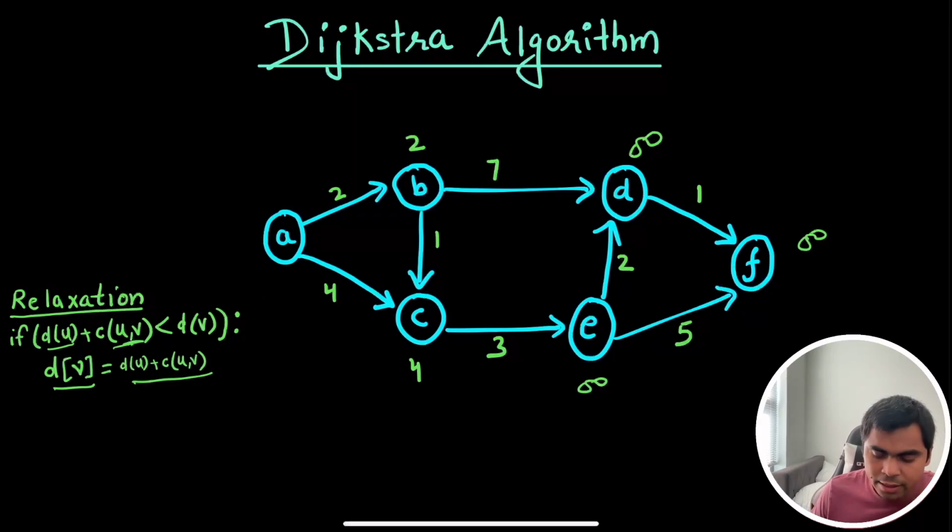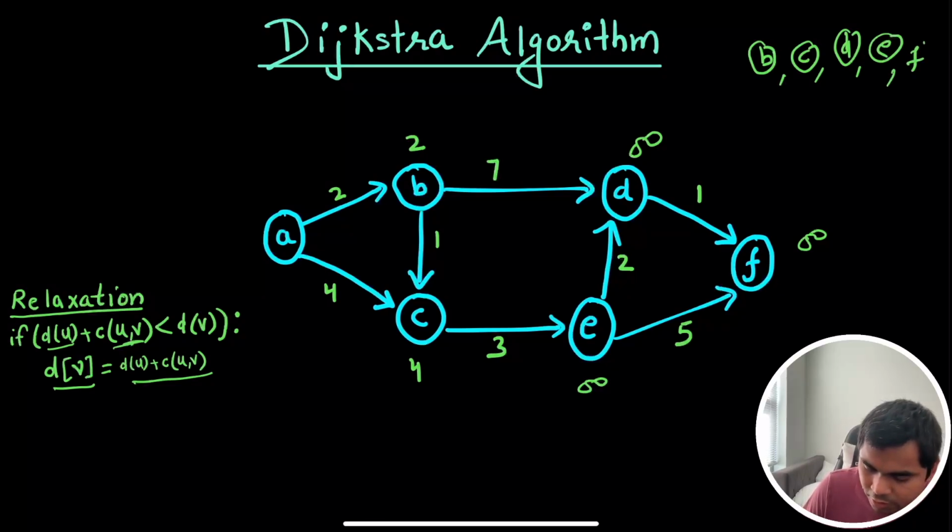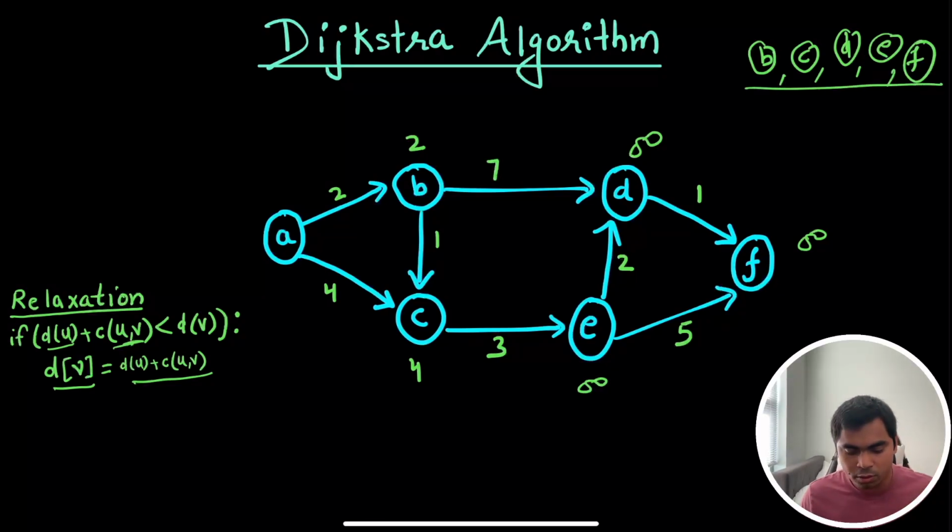All right, so now we're going to perform some relaxation from node B, because it's in my queue. I can draw a queue right here. B is in my queue, then C, then D, then E, and then F. So I'm just performing some relaxation on all these nodes. I will take the node B and perform the relaxation. Where can I go using B? From B there is a direct path to C, and there is a direct path to D.